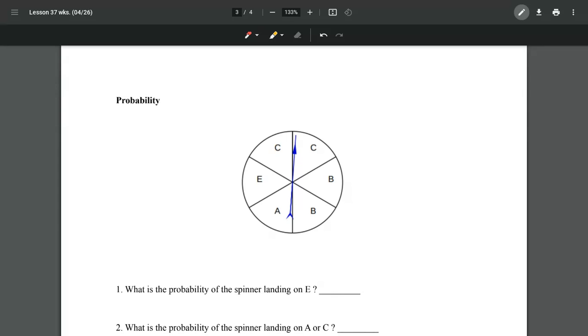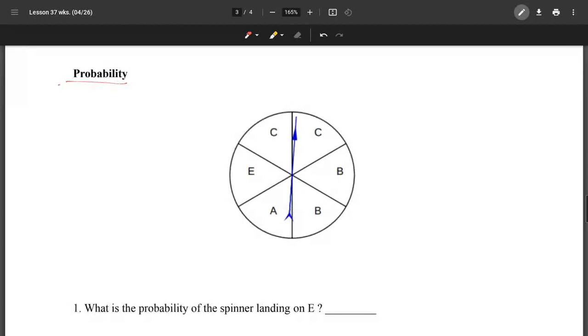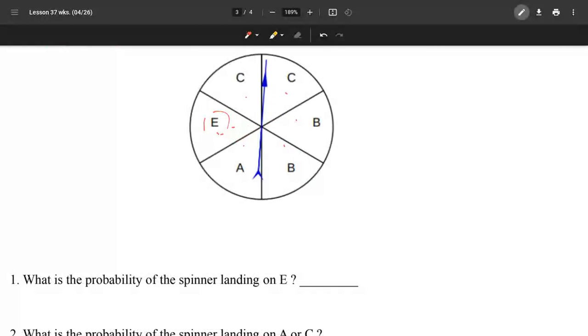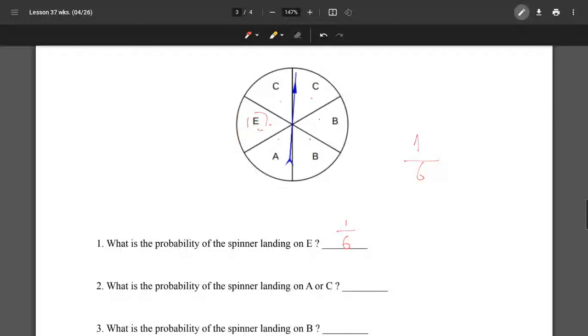Okay, probability. What is probability? Well, probability is just chance, right? It's basically to determine how likely an event is to occur. And so for number 1, what is the probability or chance of the spinner landing on E? So letter E, there's one letter E, right? And well, the circle is divided 1, 2, 3, 4, 5, 6 into 6 equal pieces, and there's one E, and so there's 6. There's only one E, and so the probability is going to be 1 out of 6.